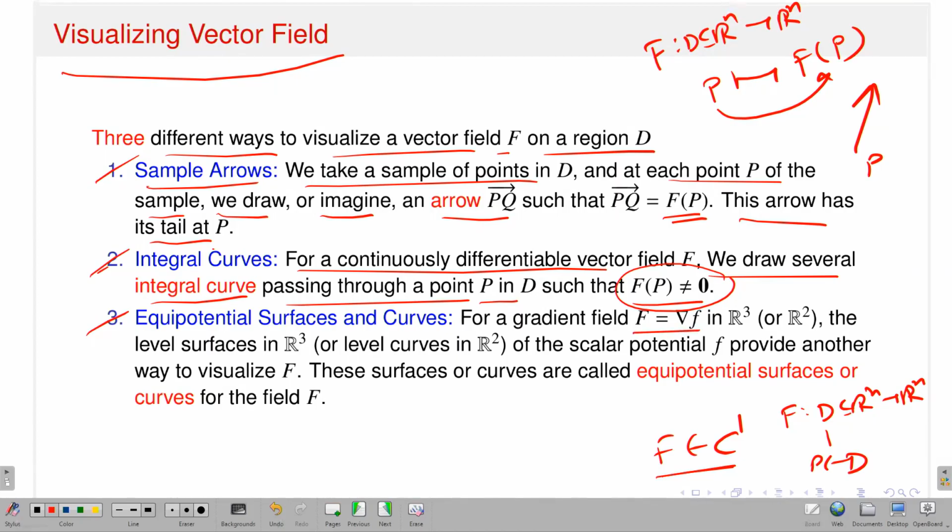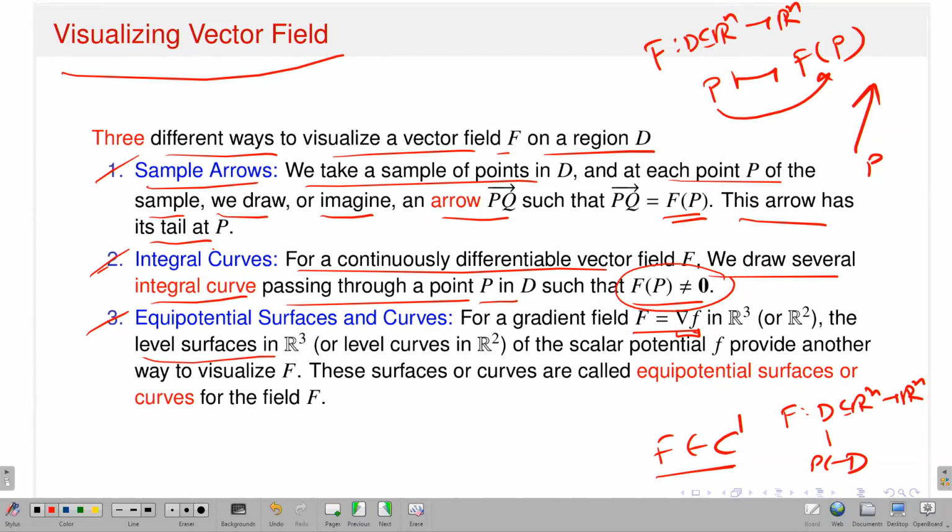Suppose I have a function f, a scalar field, say from R3 to R or R2 to R. Then as I said, if I take the gradient, it will be a vector field, right? So that vector field is actually called a gradient field. Therefore, given a potential or scalar field f from R3 to R or R2 to R or say Rn to R, if I take the gradient, it will be a gradient vector field.